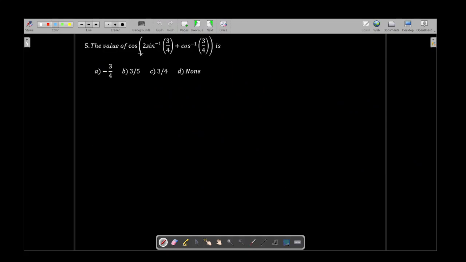Okay, let's solve this problem. We have cos of sine inverse 3 by 4 plus cos inverse 3 by 4, with 2 times sine inverse of 3 by 4. So I'll split this into two sine inverse terms and write it separately as sine inverse of 3 by 4 plus sine inverse of 3 by 4 plus cos inverse of 3 by 4.